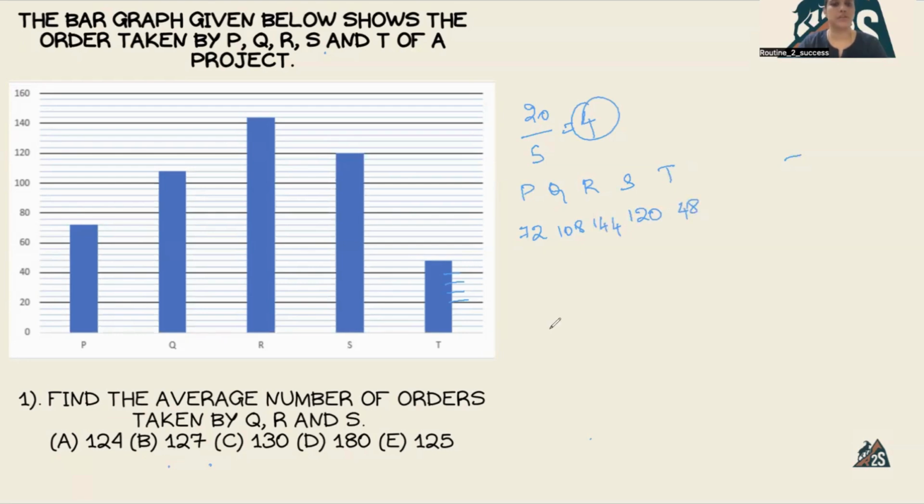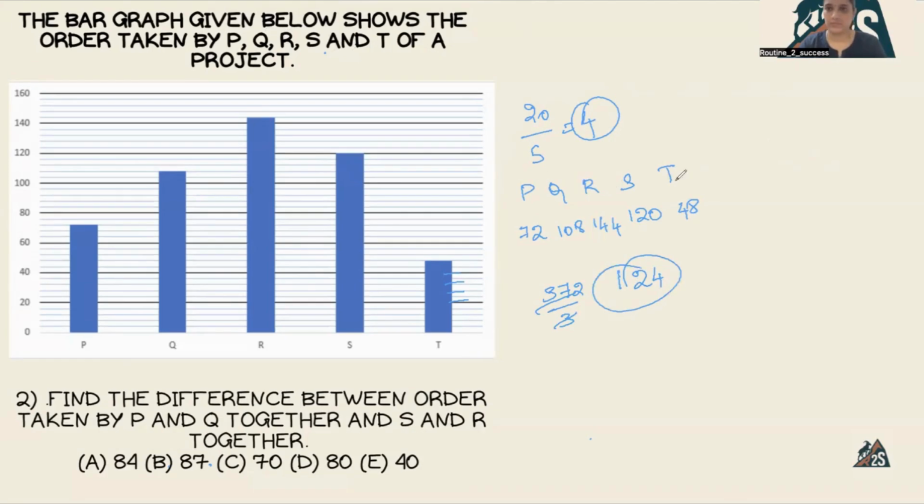Now the first question is the average number of orders taken by Q, R, S. Let's start with hundreds, go for tens and then ones. So 100, 100, 100, 300. 300 plus 60 is 360, 360 plus 12 is 372. 372 divided by 3 gives 1, 2, and 4. So your answer is 124.